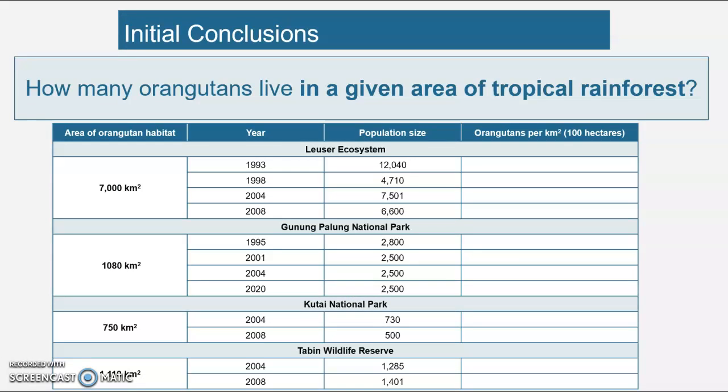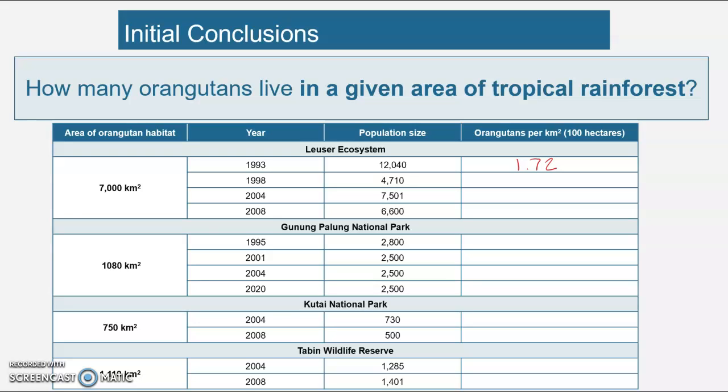And I'm just going to show you on the screen here because, hey, you're probably going to need to make this data table. I say probably, like, it's optional. Like, you should. All right, so we're getting about 1.72 orangutans per square kilometer. That was in 1993.